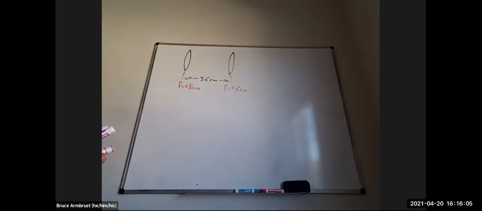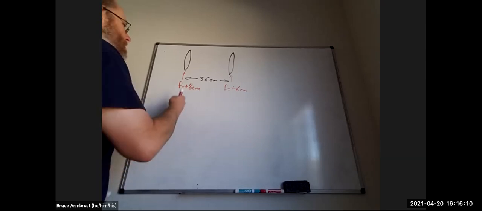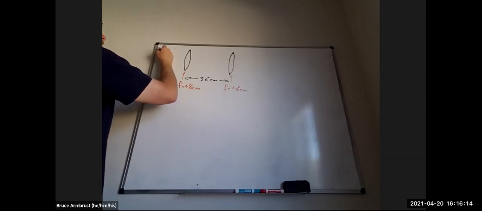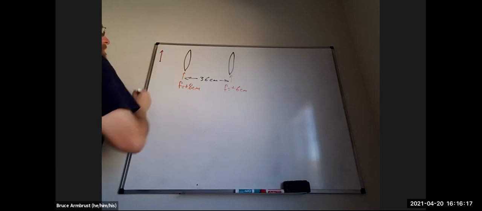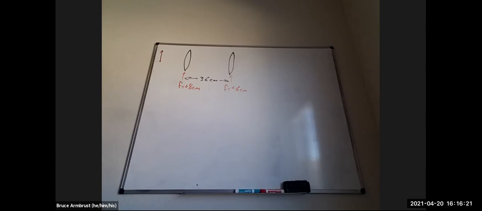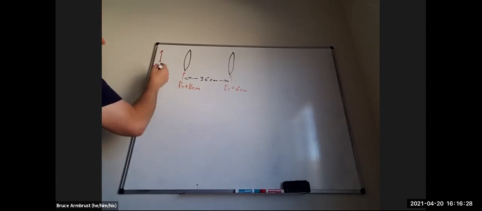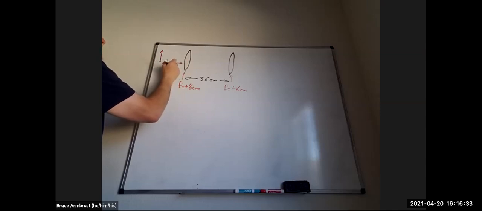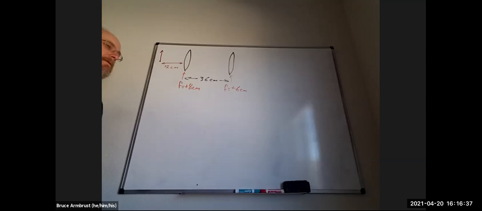All right, so let's get an object. And let's say that our object is located to the left of this lens. We'll have it upright. And I'm going to give you a height for it, not that that actually matters. Let's not worry about that. Let's just go with how far away it is. And let's say that this is 12 centimeters from the first lens.